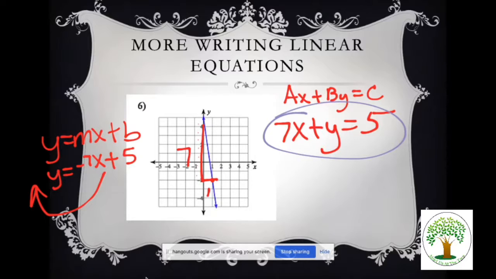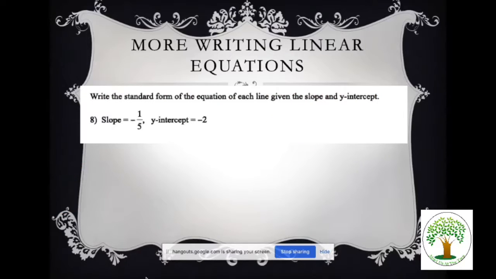The next one, we're skipping 7. We're going to move to 8. No! I actually want to do it because I don't understand it. Let's do number 8. Write the standard form. Remember, standard form is that Ax plus By. So all you'd have to do is get the slope-intercept form and do exactly that. That's exactly right. Just do the slope-intercept and transform it. Yeah, so here's the slope-intercept.